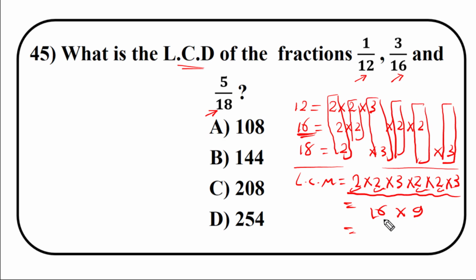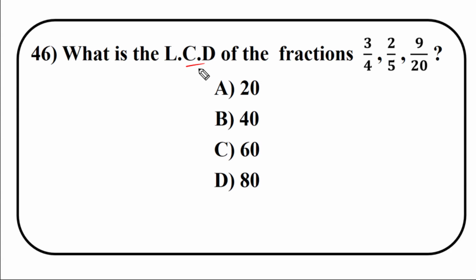9 times 6 equals 54. Write 4 and keep 5. 9 times 1 equals 9. 9 plus 5 equals what? Equals 14. Now here the product is 144. So the LCM of the three numbers 12, 16, 18 is 144. So the LCD of the fractions 1 over 12, 3 over 16, 5 over 18 is what guys? Is 144. The correct answer is B.